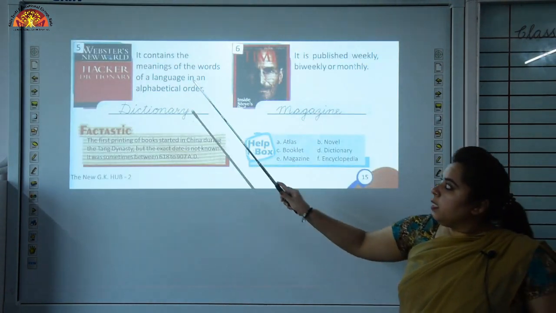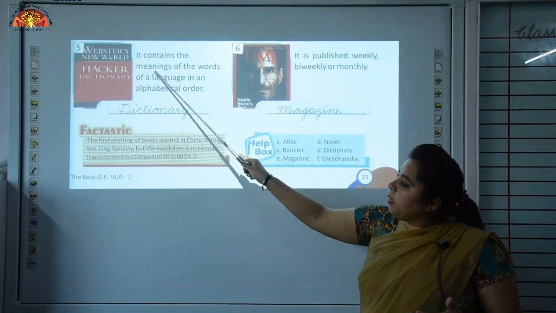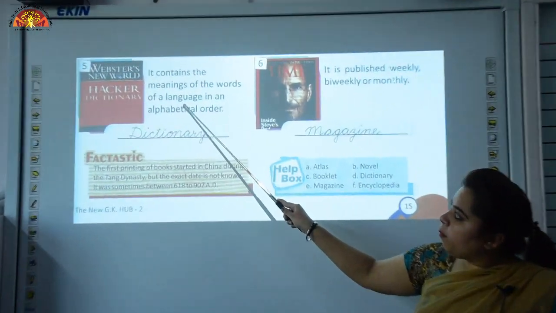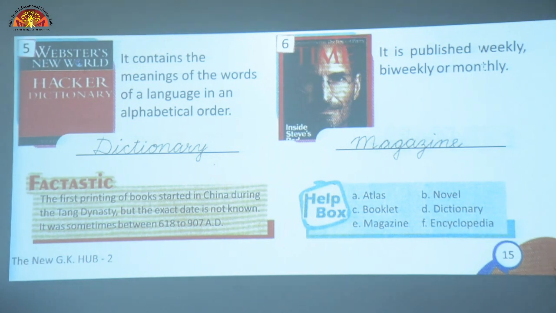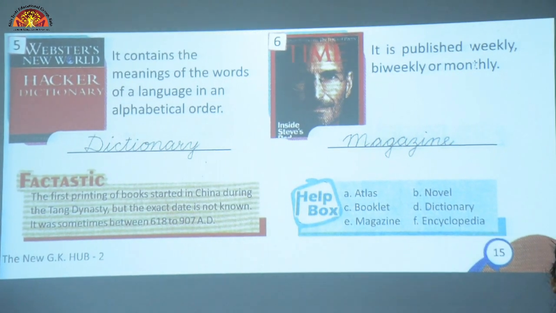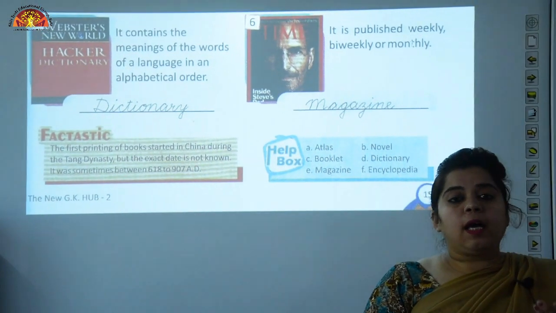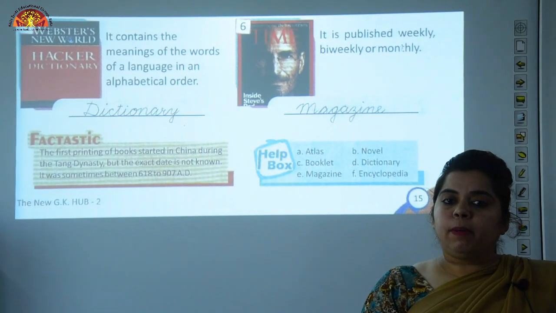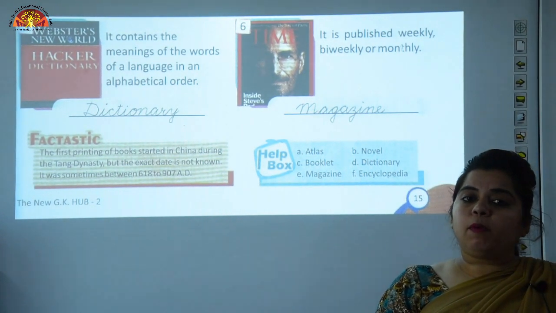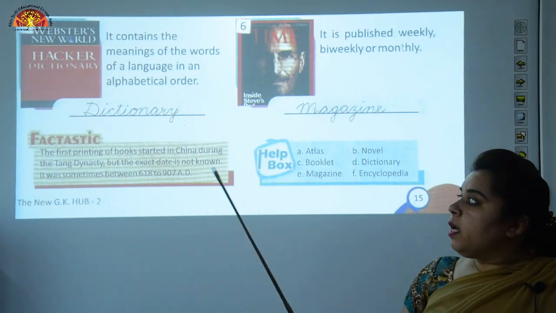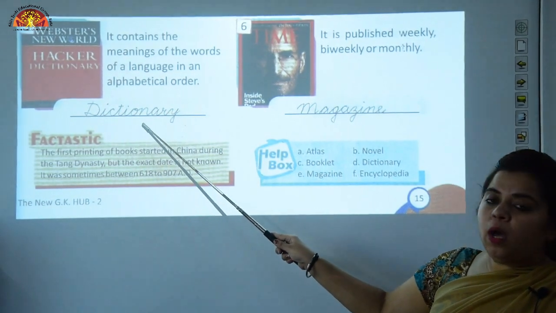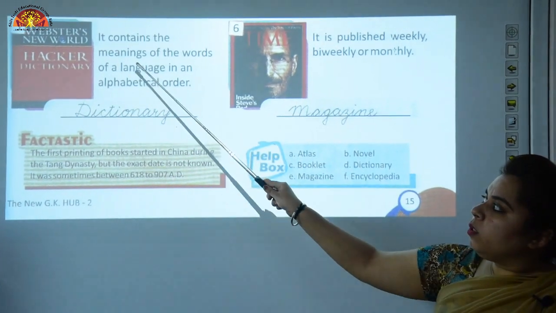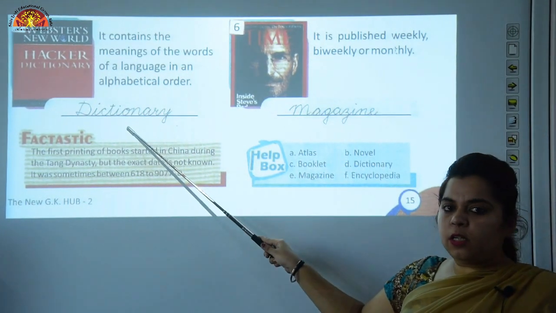Next, it contains the meanings of the words of a language in an alphabetical order. Children, it's a type of a book which contains meanings for all the words, and those words are arranged in an alphabetical order. You know which type of book it is? It is called dictionary. D-I-C-T-I-O-N-A-R-Y. So, number 5 we will write dictionary over here.